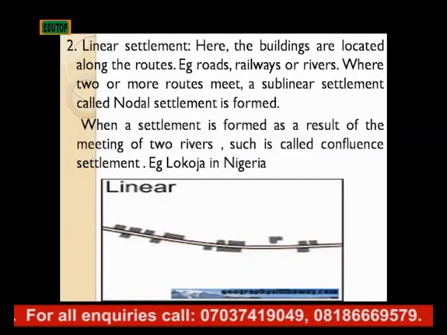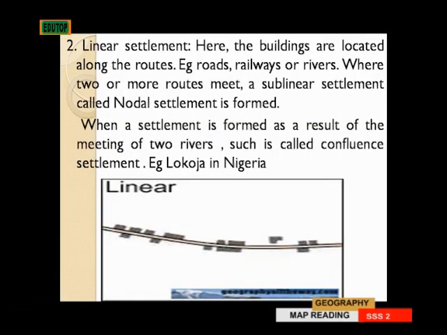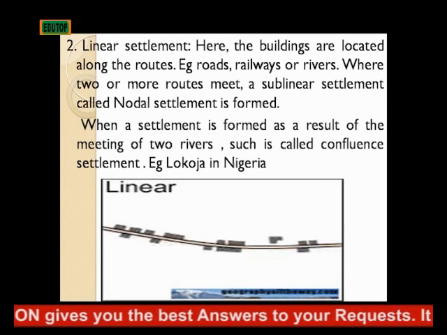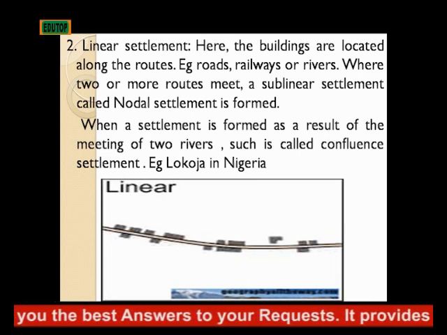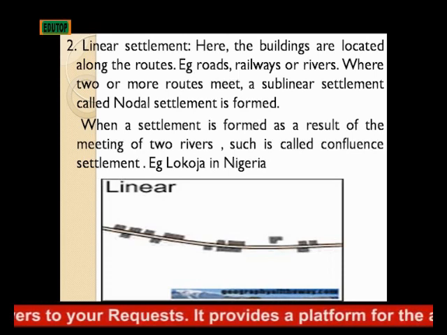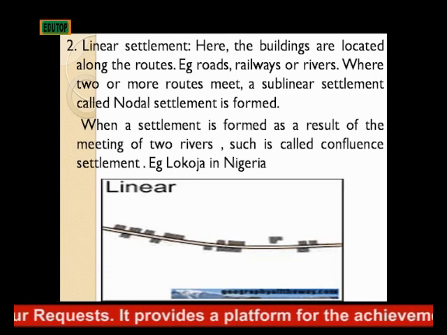Routes could be roads, railways, or rivers. Where two or more routes meet, a settlement is formed, and this settlement is called a nodal settlement. Now, when a settlement is formed as a result of the meeting of two rivers, such a settlement is called a confluence settlement, and such a settlement is what we have in Lokoja in Nigeria.